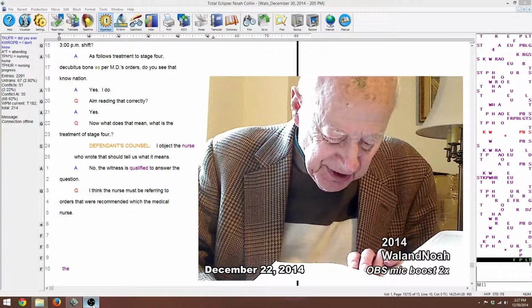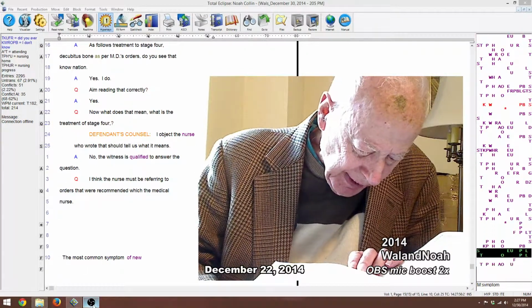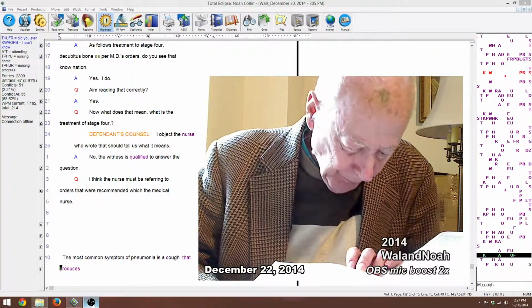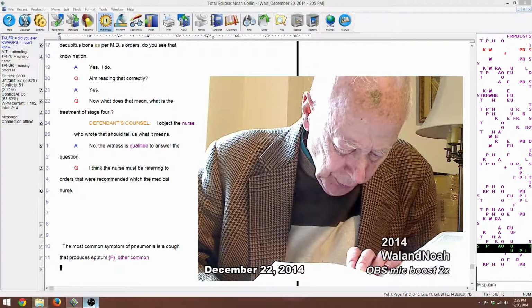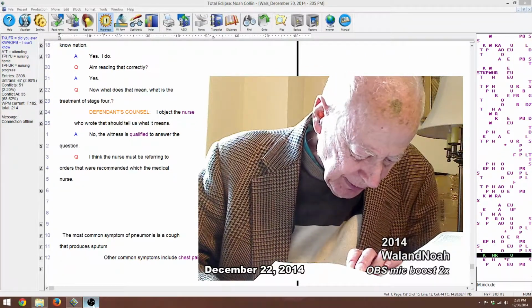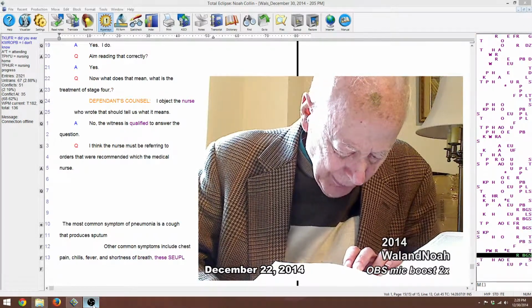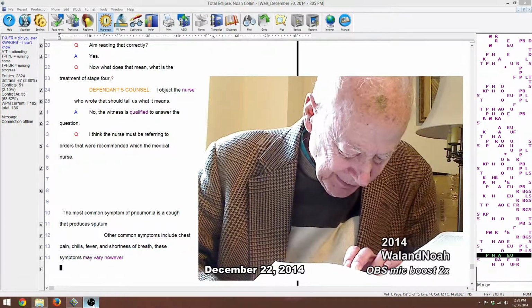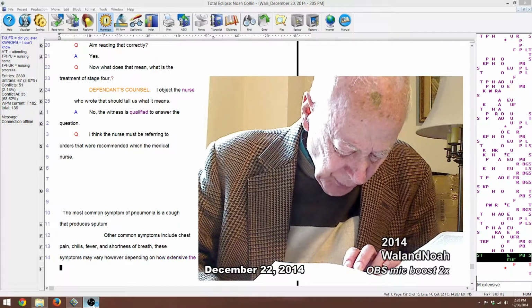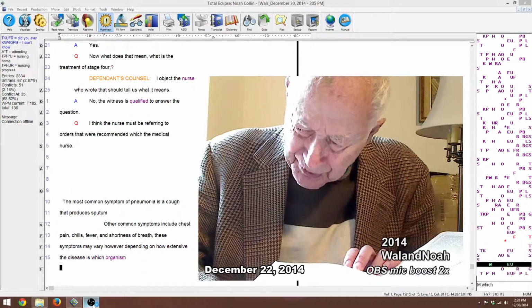The most common symptom of pneumonia is a cough that produces sputum. Other common symptoms include chest pain, chills, fever, and shortness of breath. These symptoms may vary, however, depending on how extensive the disease is and which organism is causing it.